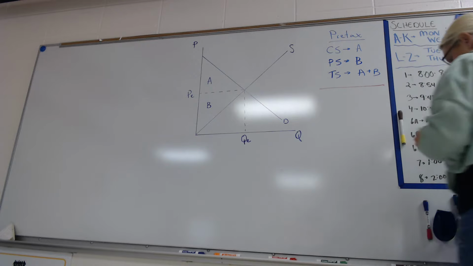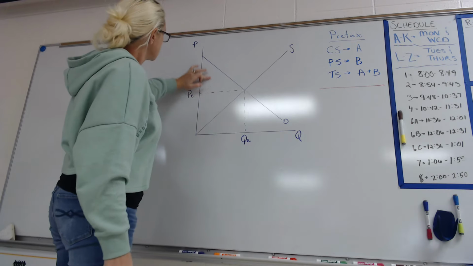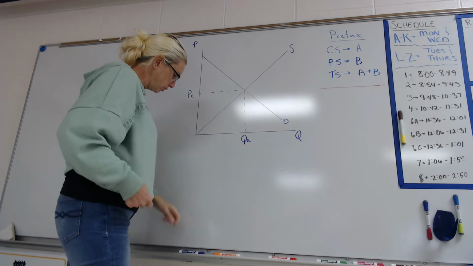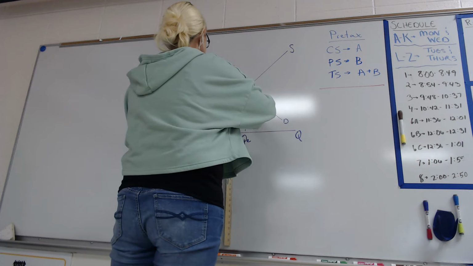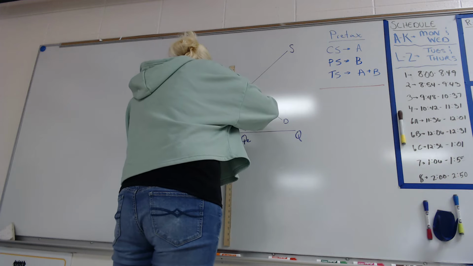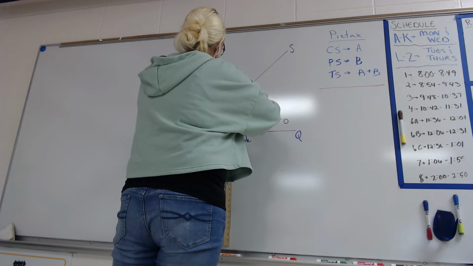We're going to see a new tax. So I'm going to erase these, because we're going to assume the government's going to come in and put in a new tax. And we know what that looks like. It's right here. It's that wedge that I taught you guys about. That wedge that they put in.